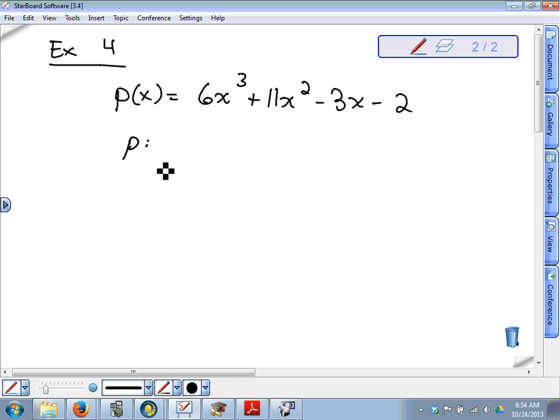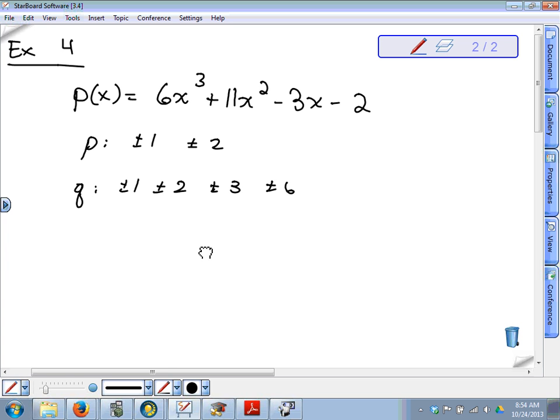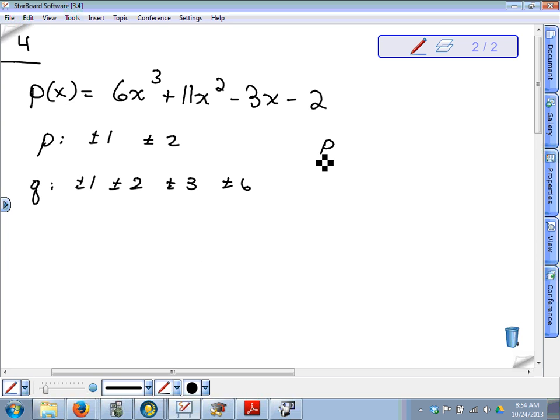What are the factors of p? Plus or minus 1, plus or minus 2. What are the factors of q now, though? Plus or minus 1, plus or minus 2, plus or minus 3, and plus or minus 6. Watch carefully to how this works. P divided by q.